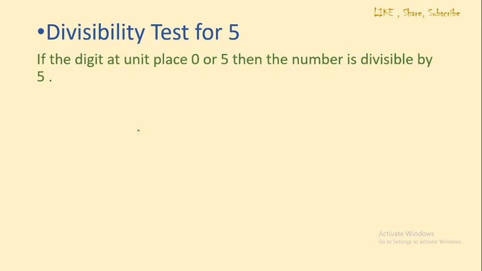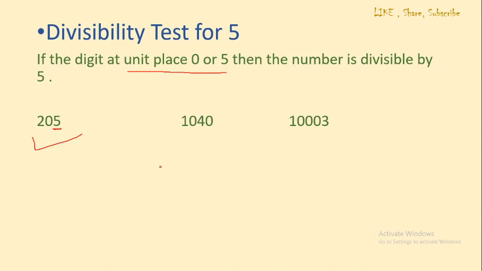What is to be done? You just have to see the unit place again, and see whether the unit place is 0 or 5. If it is 0 or 5, then the number is divisible by 5. So let us check. You can see here 205, as the unit place is 5, the number is surely divisible by 5.